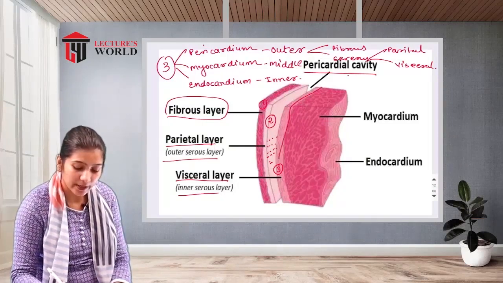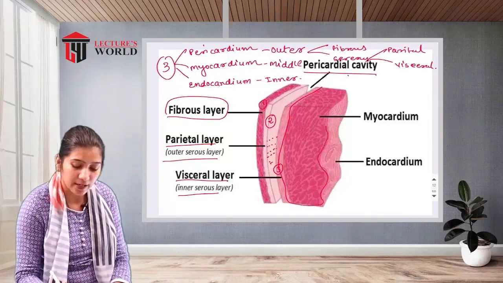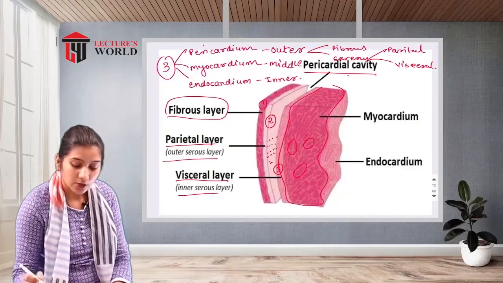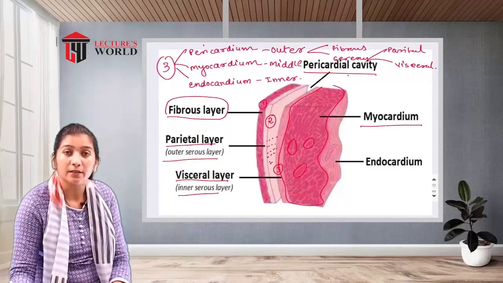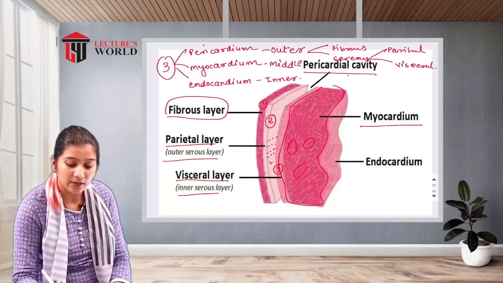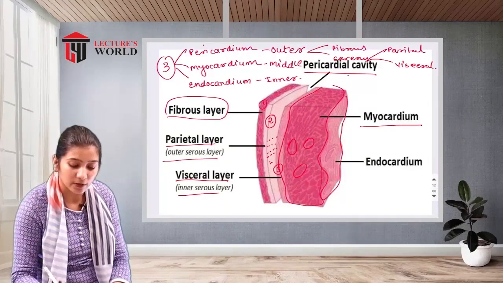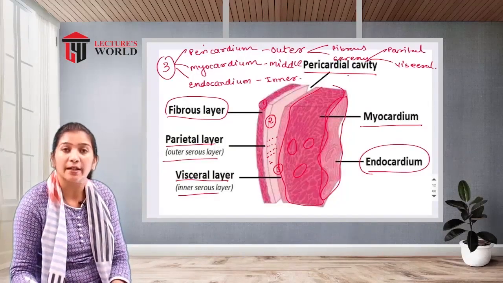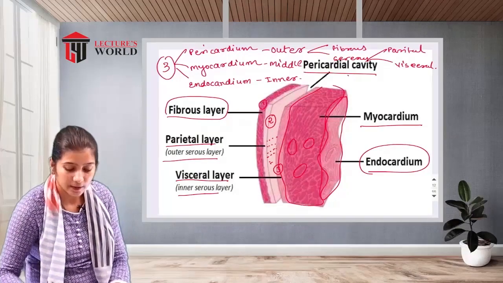In this layer you can see the specialized cardiac muscles in the picture. That is the myocardium layer, the middle layer of the heart, made up of specialized cardiac muscle. And this one is the innermost layer of the heart, the endocardium, made up of specialized flattened epithelial cells.